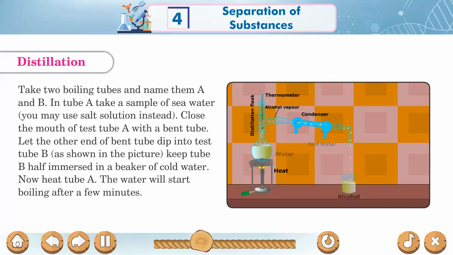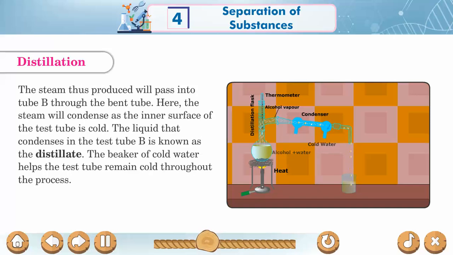Close the mouth of test tube A with a bent tube. Let the other end of the bent tube dip into test tube B as shown in the picture. Keep tube B half immersed in a beaker of cold water. Now heat tube A. The water will start boiling after a few minutes. The steam thus produced will pass into tube B through the bent tube. Here the steam will condense as the inner surface of the test tube is cold. The liquid that condenses in test tube B is known as the distillate. The beaker of cold water helps the test tube remain cold throughout the process.